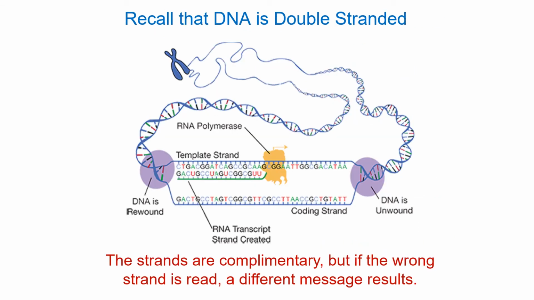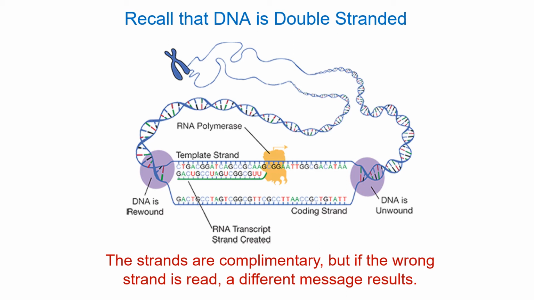Okay, let's get ready to break some rules. But before we do, just a quick refresher on how transcription works. Here we can see a short sequence of DNA that's being unzipped to allow access for RNA polymerase. RNA polymerase is going to read the template strand of the DNA, and it's going to spit out a complementary RNA sequence. Now, it's important to note that RNA polymerase is only going to read one strand.